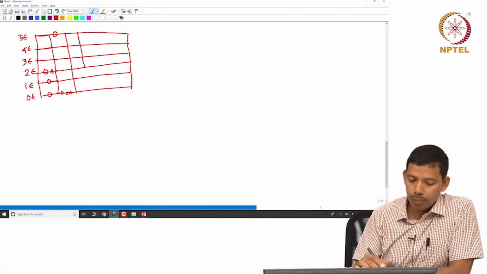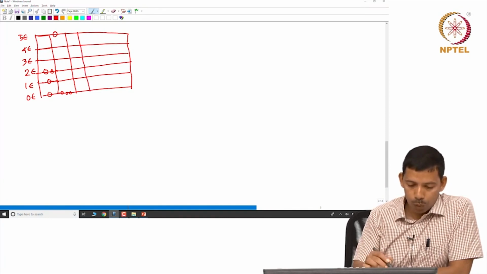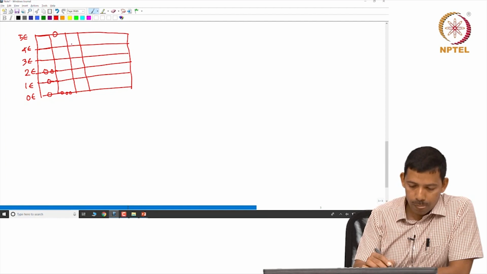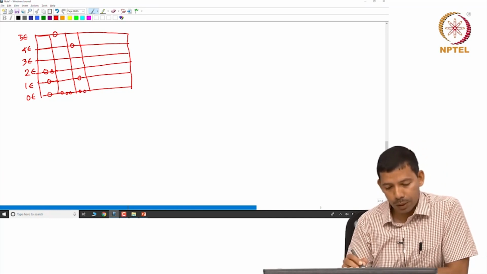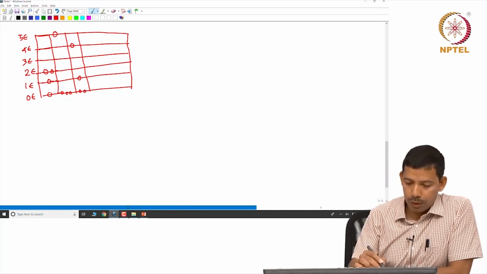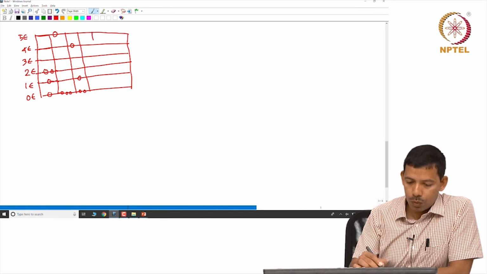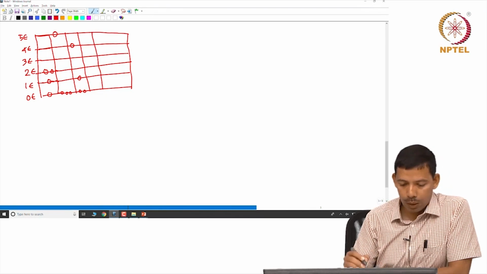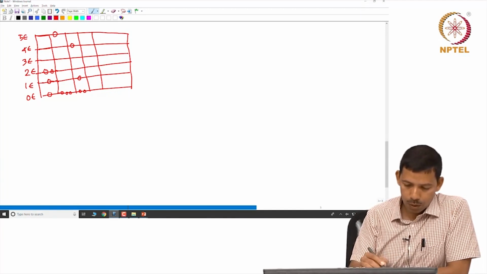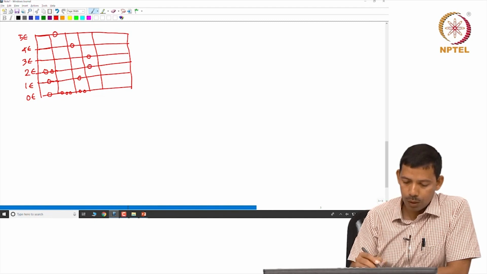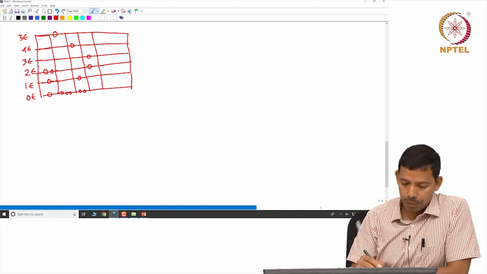We can have 1 particle here at 4ε, 1 at 1ε, and 2 in ground state. So that is also total 5ε. So we can also have 1 here, 1 here, and we have 2 there.